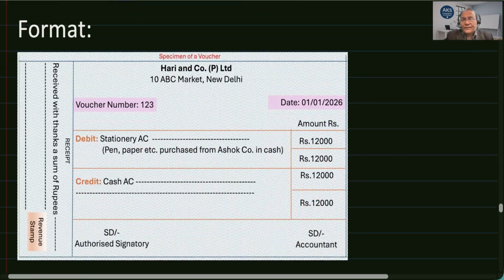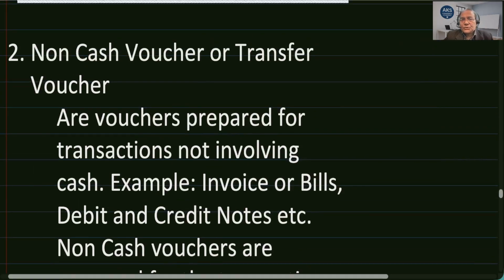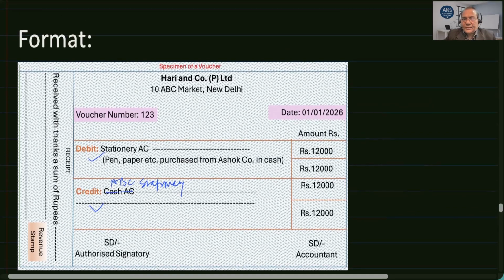Now let us see the format of a voucher here. There is a debit and there is a credit. This is a non-cash transaction wherein both debit and credit are mentioned. When we are making the payment, non-cash or transfer vouchers are prepared, not involving cash. So this is not cash here. We have to mention the account name of the firm, so ABC Stationery. Instead of cash, it has to be ABC Stationery. I hope this is clear. Because it is a non-cash voucher, cash is not entered here. So debit is stationery and credit is ABC Stationery account.